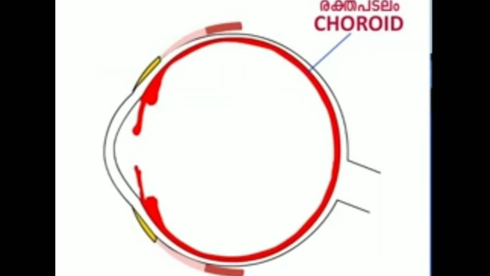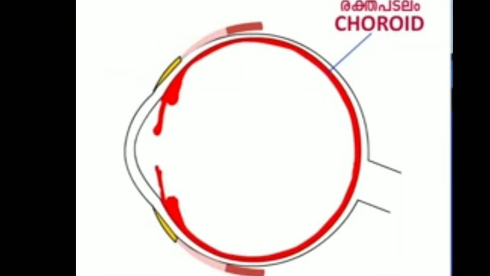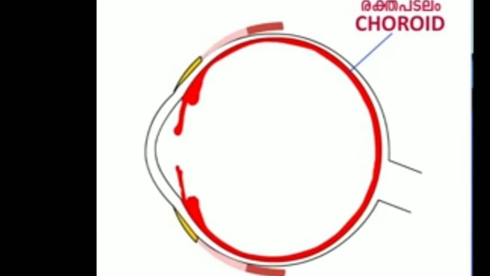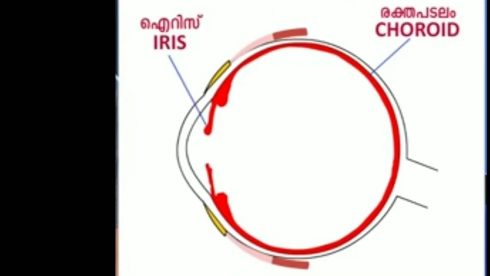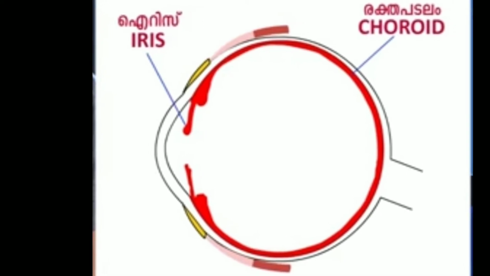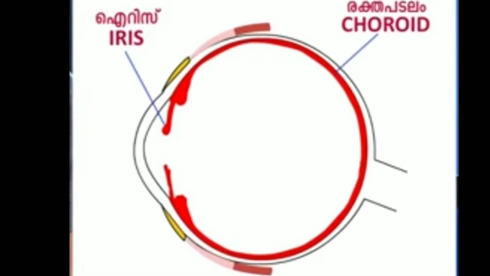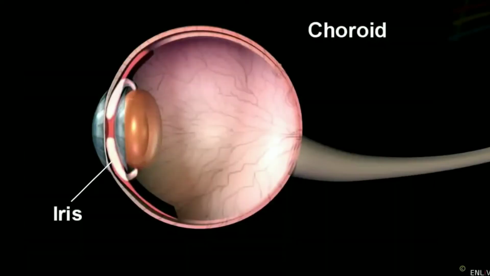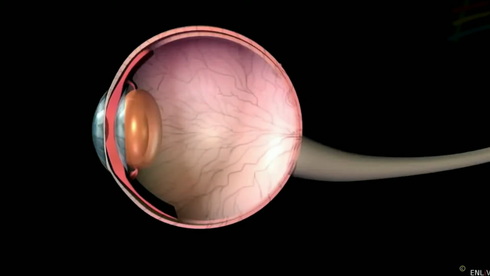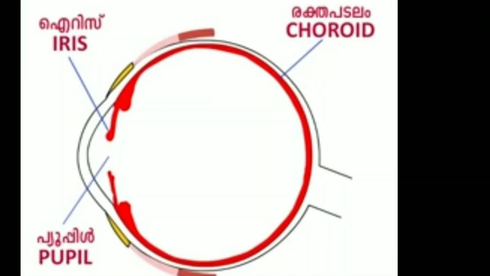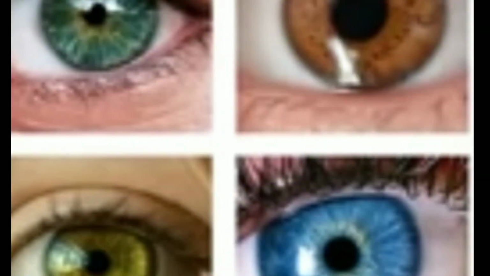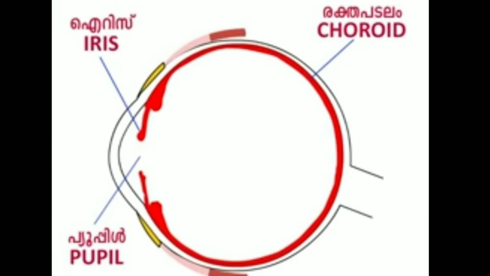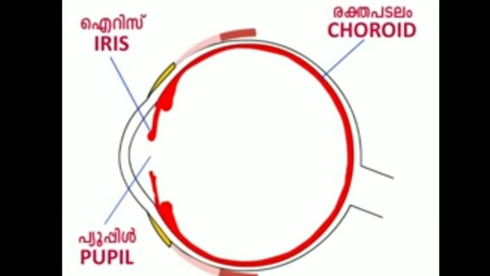Then there is another layer, the middle layer, called choroid. It contains a large number of blood vessels. The part of the choroid seen behind the cornea is called iris. It contains a pigment that gives the iris a dark color. That pigment is melanin. According to this melanin, the color of the iris may vary. And there is an aperture seen at the center of the iris, and that aperture is called the pupil.